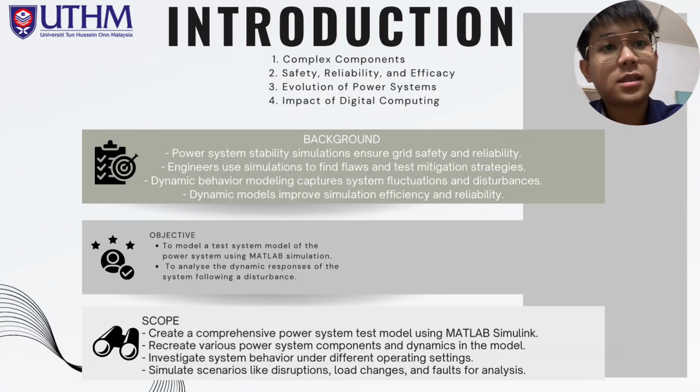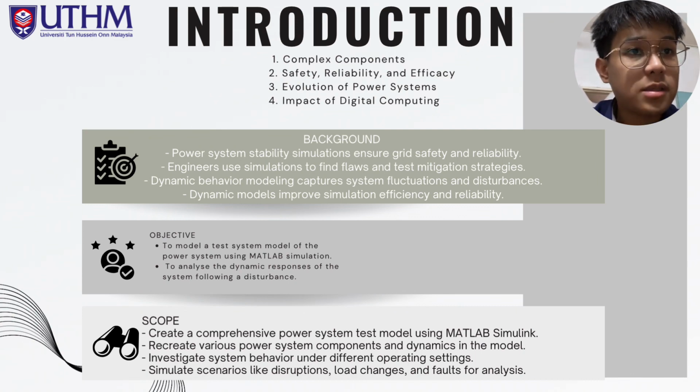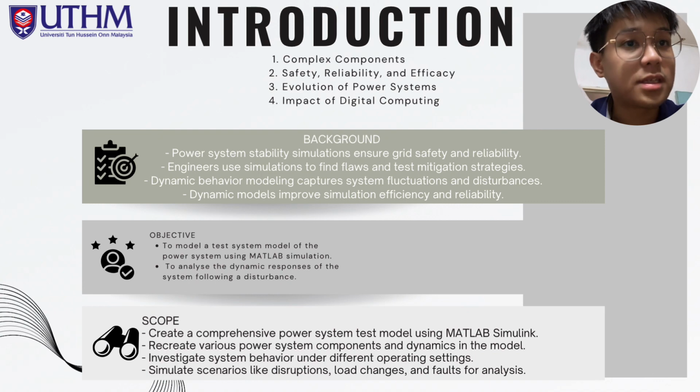An electrical power system consists of complex components that generate, transmit, and deliver electricity to various customers, ensuring its safety, reliability, and efficacy. It is also an evaluation of power systems and has a great impact on digital computing. For the background, power system stability simulations ensure grid safety and reliability. Engineers also use simulation to find flaws and test mitigations. Dynamic behavior modeling captures system fluctuations and also improves system efficiency and reliability.